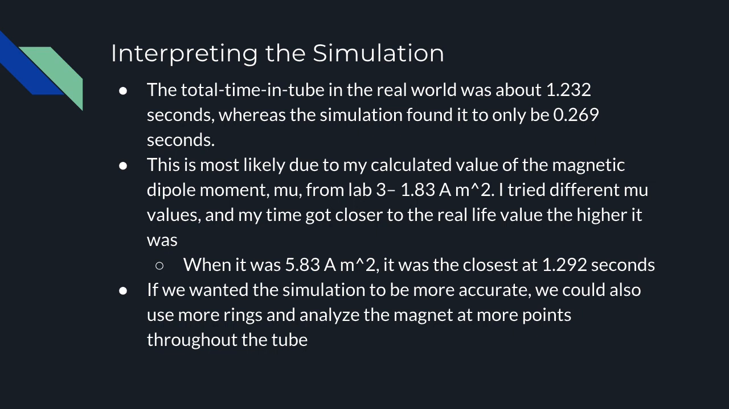The total time in tube in the real world was much greater than that of the simulation, and it's most likely due to my calculated value of the magnetic dipole moment, mu, from Lab 3, because when I tried different mu values, the higher they got, the closer it was to the real life value. So if I wanted my simulation to be more accurate, I would use a different mu value, or use more rings and analyze the magnet at more points throughout the tube.